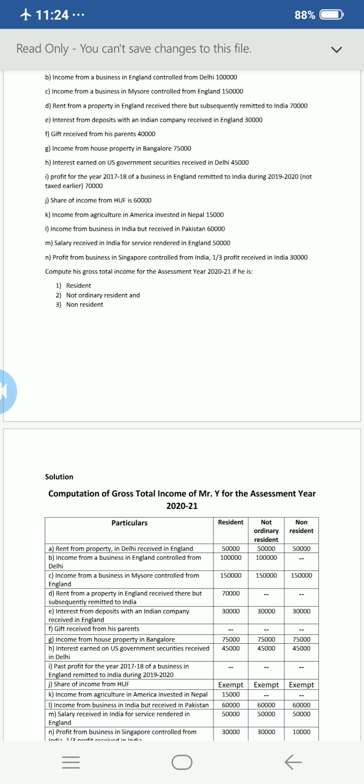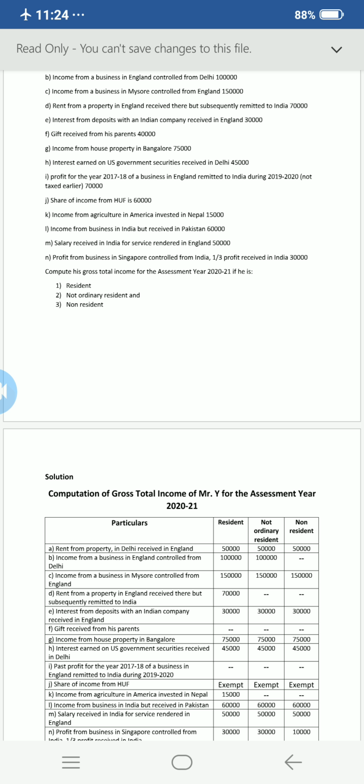Next, share of income from HUF is 60,000. Share of income, see, which is also exempted from the tax. Share of income from HUF is exempted from the tax.